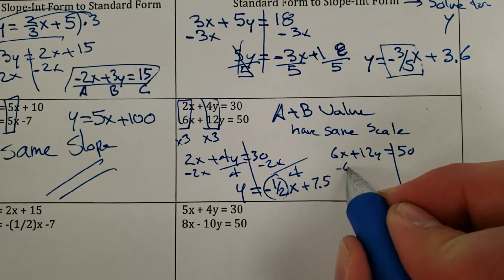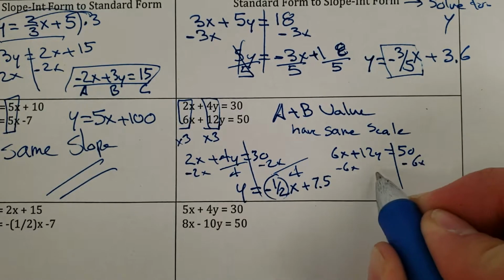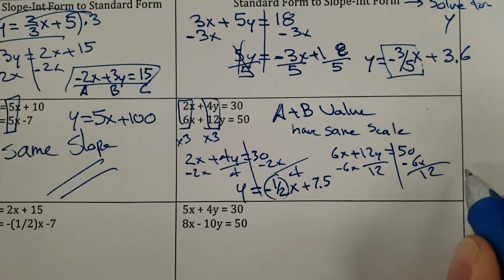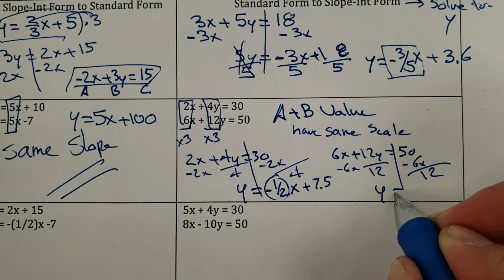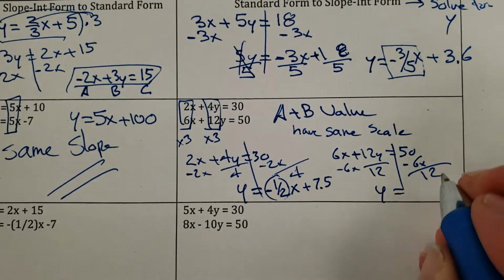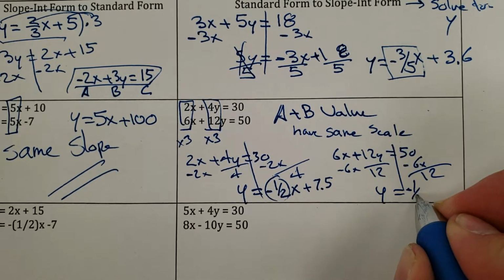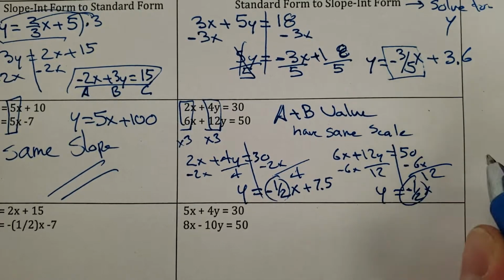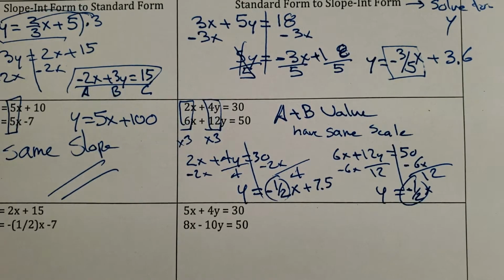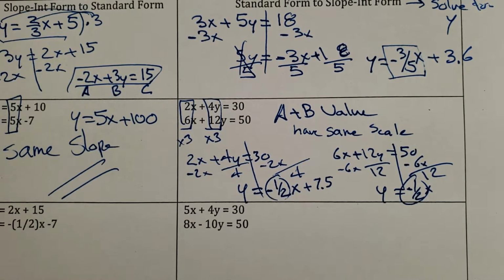Let's see here. Minus 6x, minus 6x. Divide everything by 12. Cancels. y is all by itself. Oh, weird. Look, negative 6 divided by 12 is going to be a negative 1/2 x. Boom, same slope. Doesn't really matter what the y-intercept is. 50 divided by 12 is, ew, gross. Okay, doesn't matter.